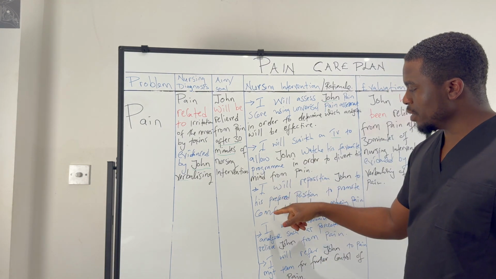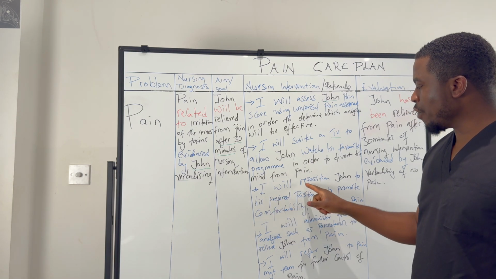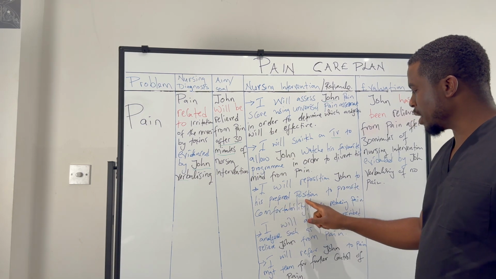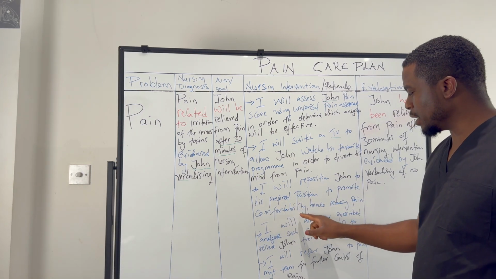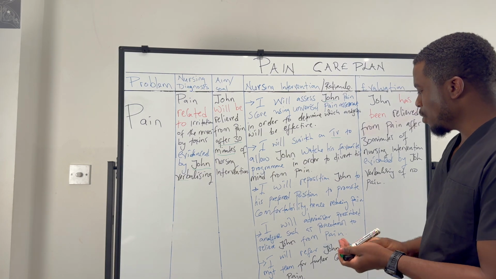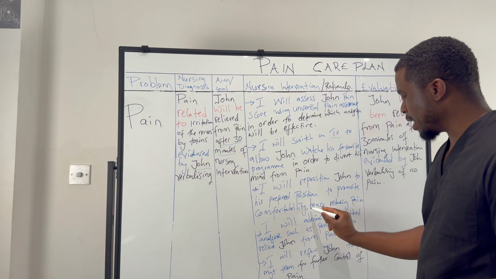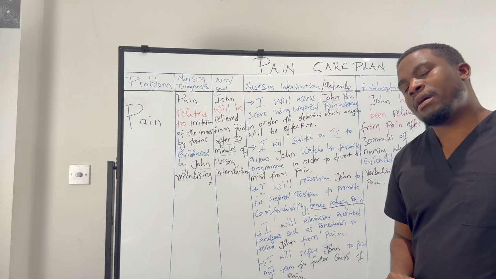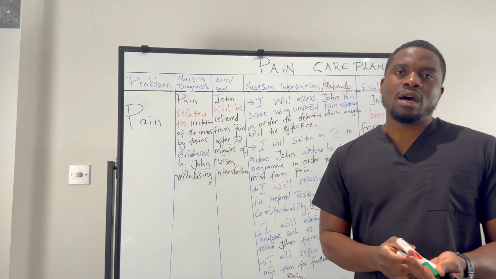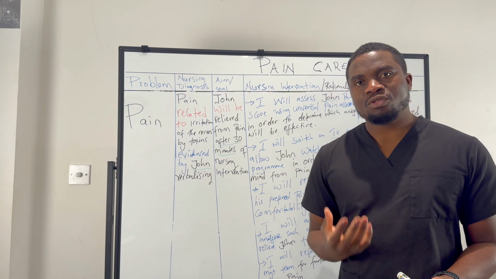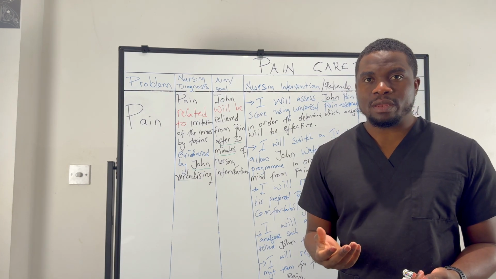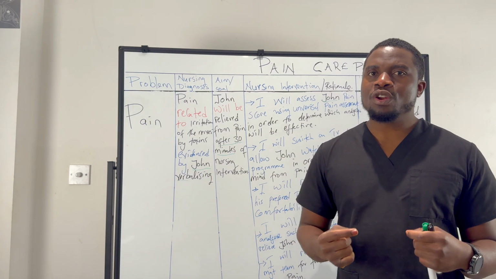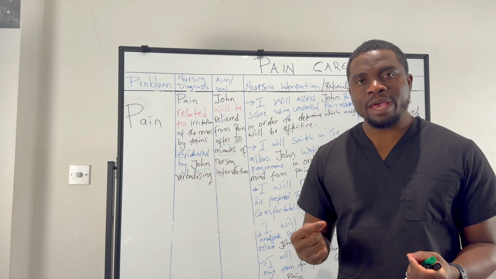So we come to the third one. I will reposition John to his preferred position to promote comfortability. Hence, so this has to be in black ink, hence reducing pain. Now, repositioning, of course, posture is one of the causes of pain. When you are standing or sitting in a position which you are not comfortable in, you'll be complaining of pain.